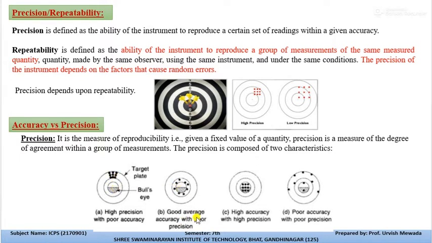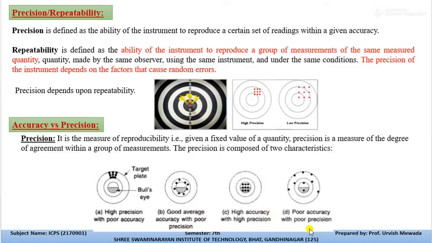Now, good or average accuracy with poor precision. Precision is poor, so in one the markings of the darts are very near to each other, but in this one they are far from each other, though not in the bullseye. Now, high accuracy with high precision. You can see over here all nine marks of the dart are in the bullseye, and all the markings are also near to each other. That is why it is called high accuracy with high precision.